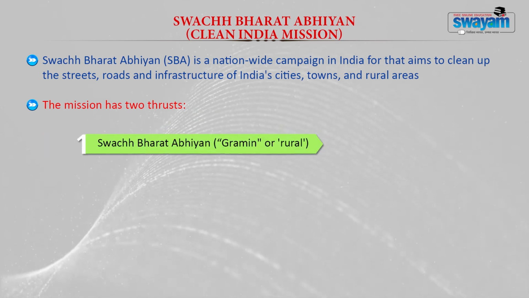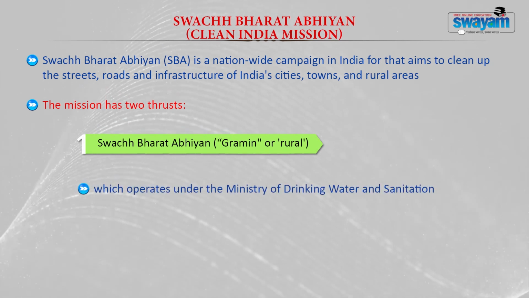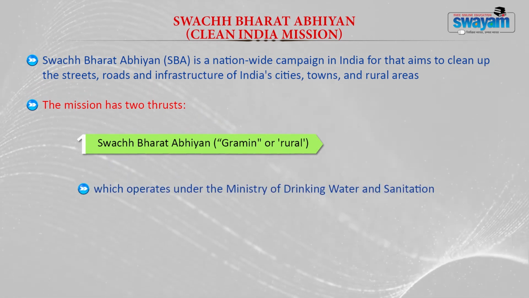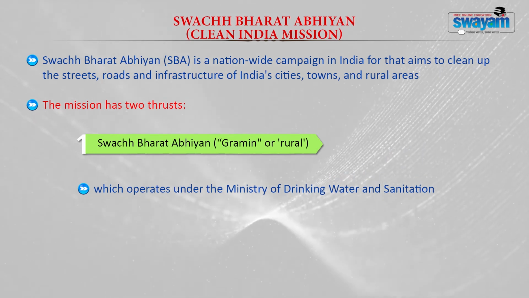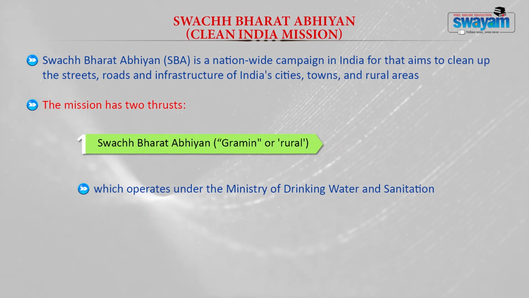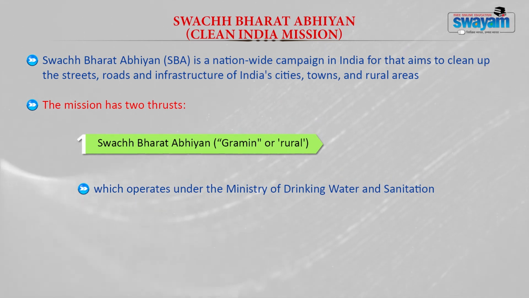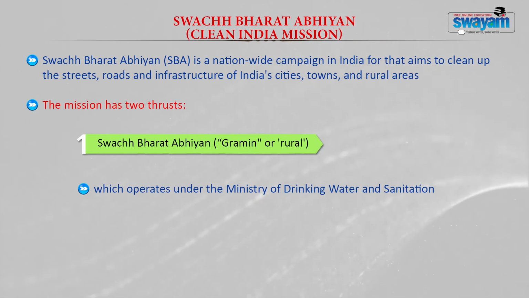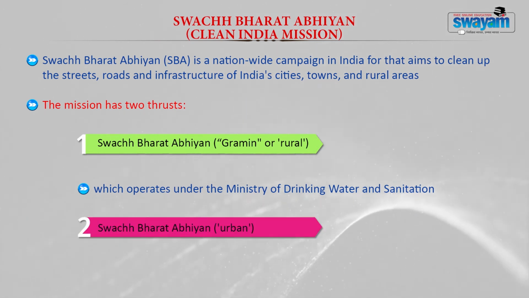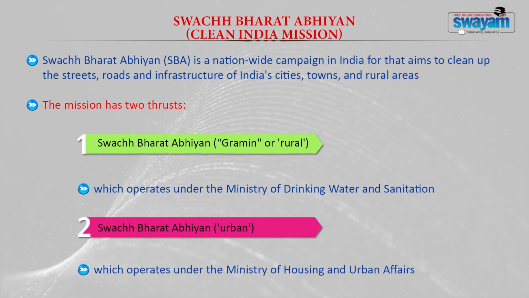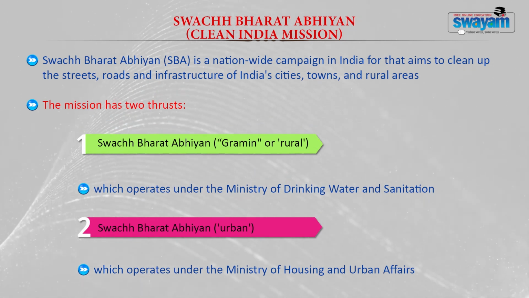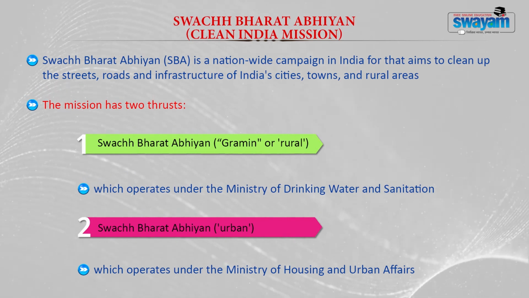One is Swachh Bharat Abhiyan Gramin or rural, which focuses on the rural region, and it comes under the Ministry of Drinking Water and Sanitation. Now, they focus on the sanitation aspect and control of open defecation in the rural areas. Also, they focus on the solid and liquid waste management. The other thrust area is the Swachh Bharat Abhiyan Urban, which comes under the Ministry of Housing and Urban Affairs. This again deals with the solid and liquid waste that is generated in the urban areas.